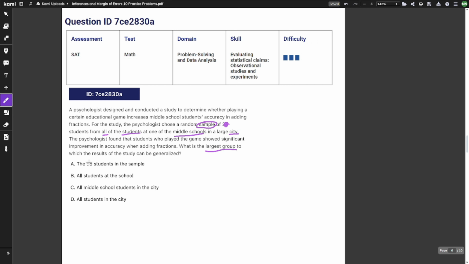A, the 35 students, don't even care about the number, so no. B, all students at the school. Yep. C, all middle school students in the city, no, it's only going to be all the students at this one middle school. And then D, all students in the city, once again no, it's only going to be at that one middle school, so our answer is B.